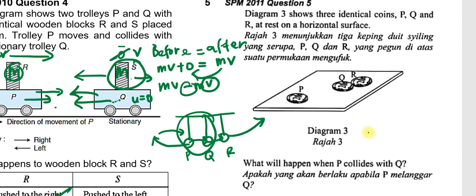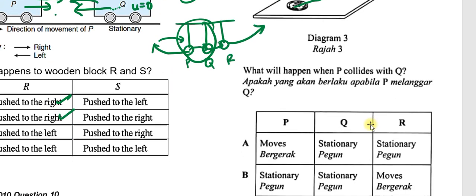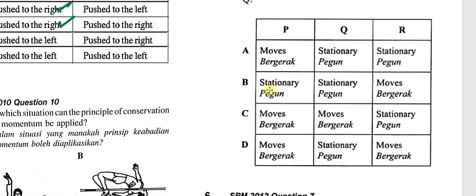Same thing. So P transfers its momentum to Q, and then it becomes stationary. And then Q transfers the momentum to R, and then Q becomes stationary. Only R will move forward. So stationary, stationary, move. The answer is B. Okay, next one.